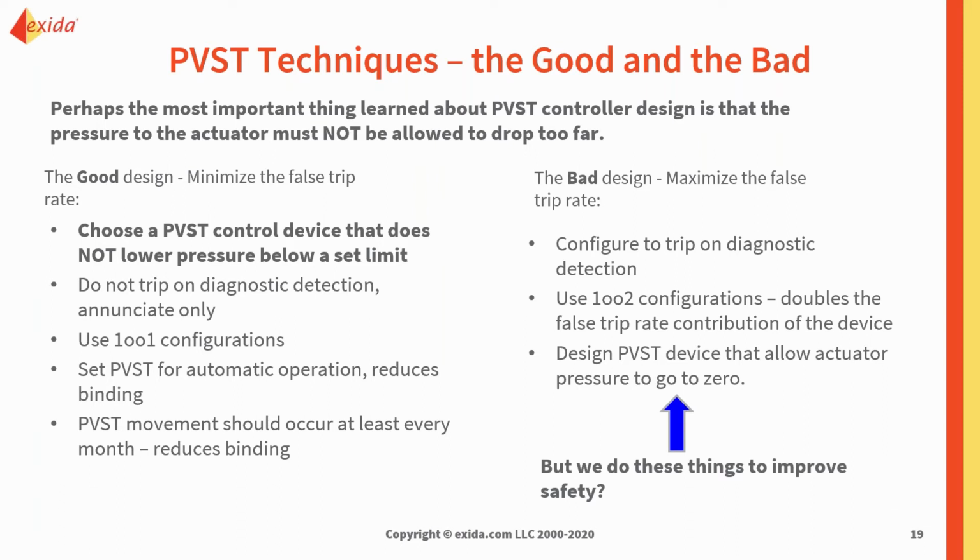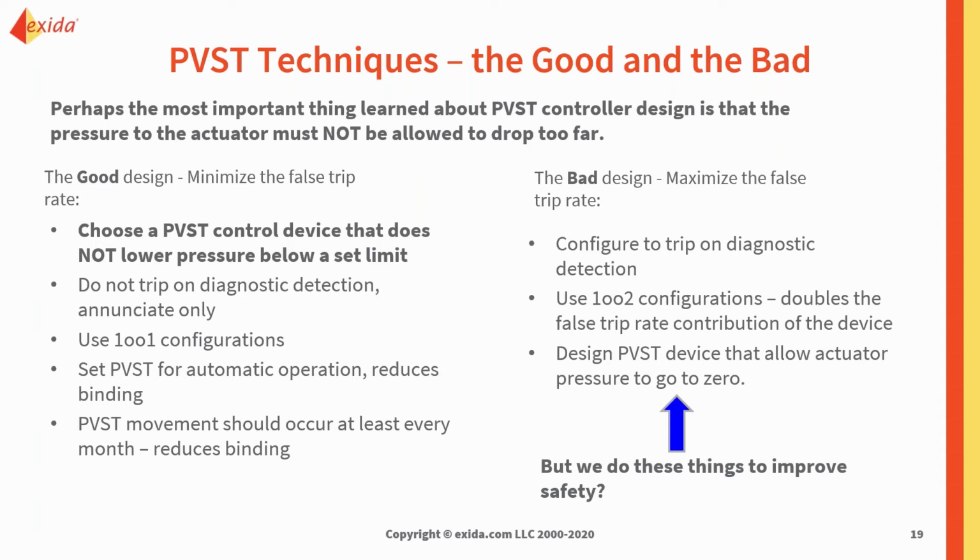It's also been shown that if we set the PVST for automatic operation, it reduces binding and reduces the potential for stiction. The PVST movement should occur at least every month. Studies have shown that this significantly reduces binding and also reduces the chance for false trips. On the right column, when we look at bad designs, we see false trip rates increase when we configure the trip on diagnostic detection.